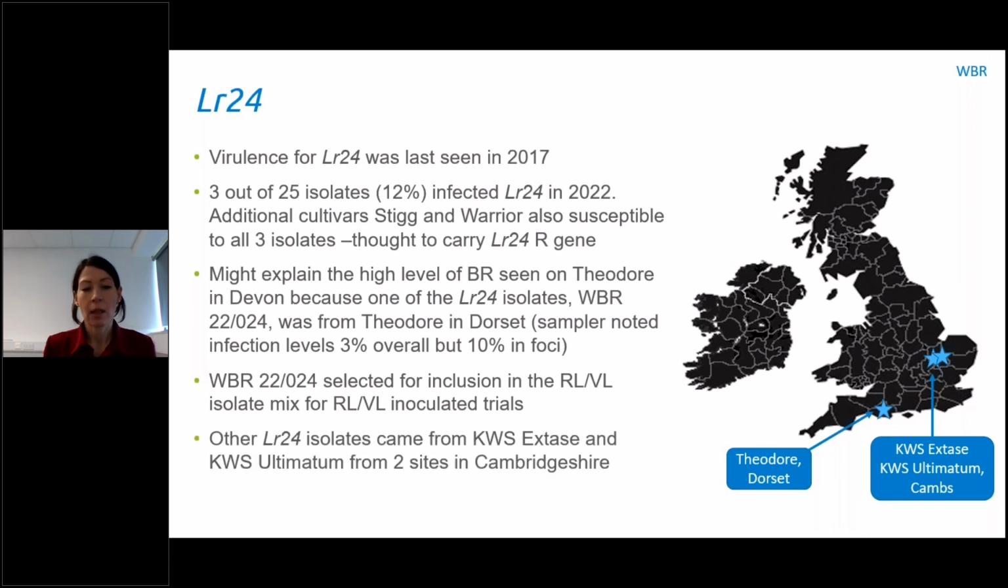And I just thought I'd show you on my map where the other LR24 isolates came from. So KWS Extase and KWS Ultimatum from 2 sites in Cambridgeshire. So it was spread across the country and across different varieties. It wasn't just a localized event.